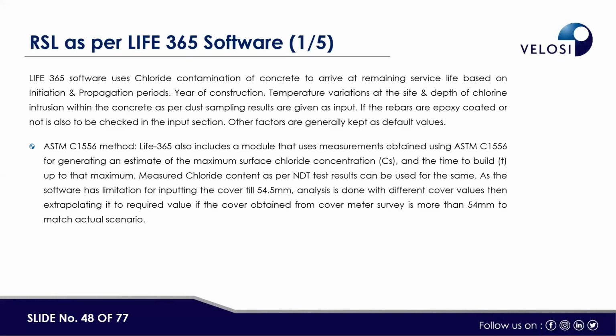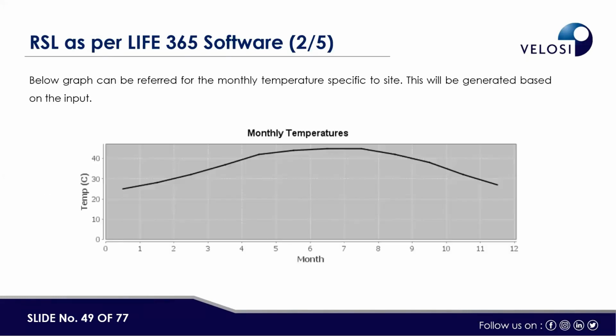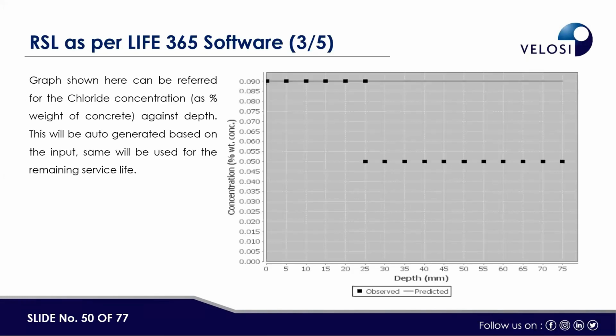If the cover value is more than 54.5 mm, we have to extrapolate the value and do the assessment. The input would generally be the average annual temperature for a particular site, and the monthly range values. Then we get the chloride concentration with respect to the depth range. This is another input. These values we need to give as input before doing the assessment. I will show you the slides, the screenshot of the software, in which we need to input these values.